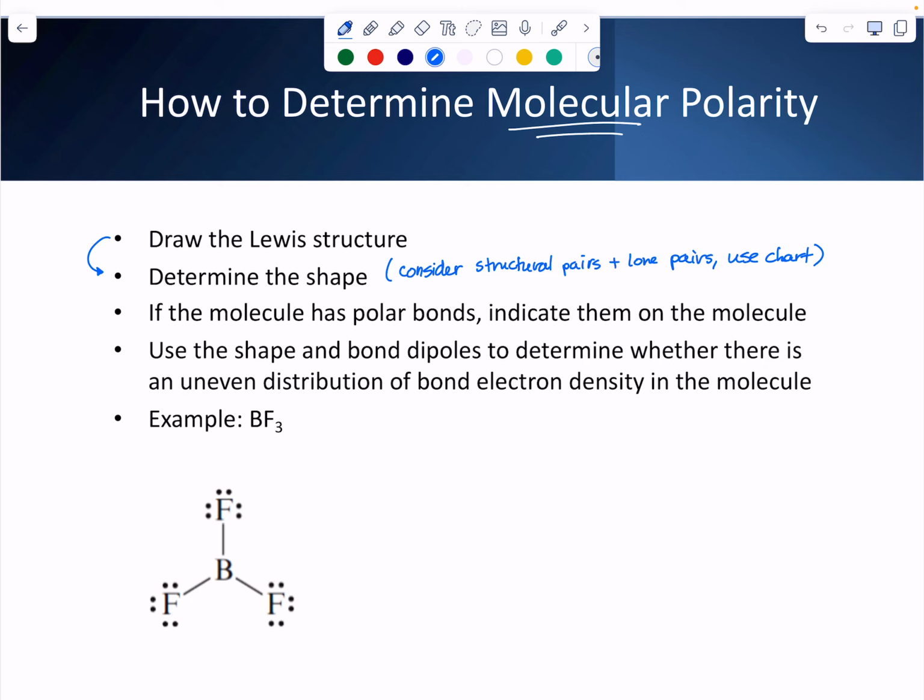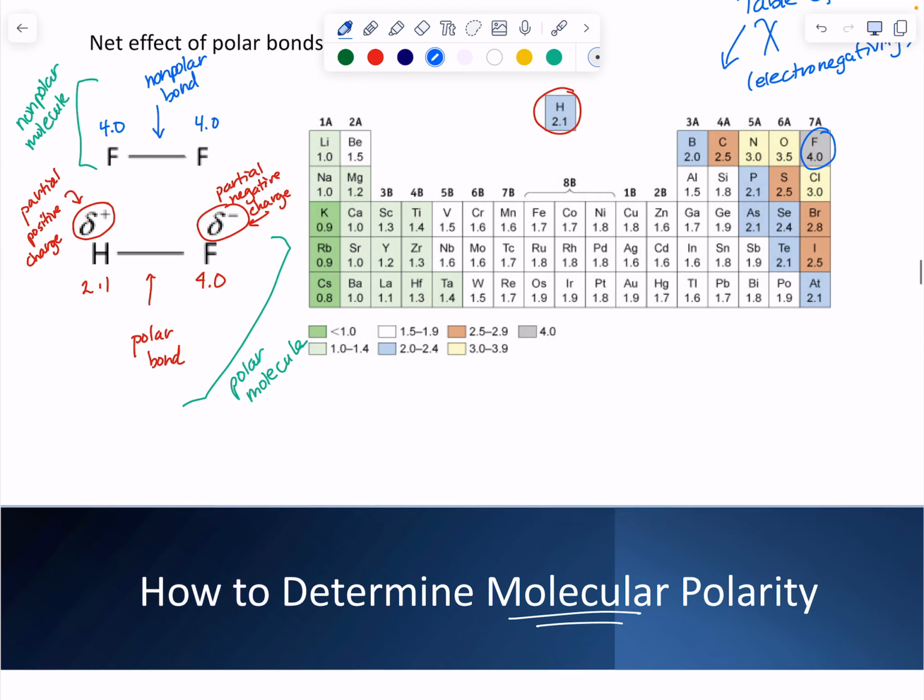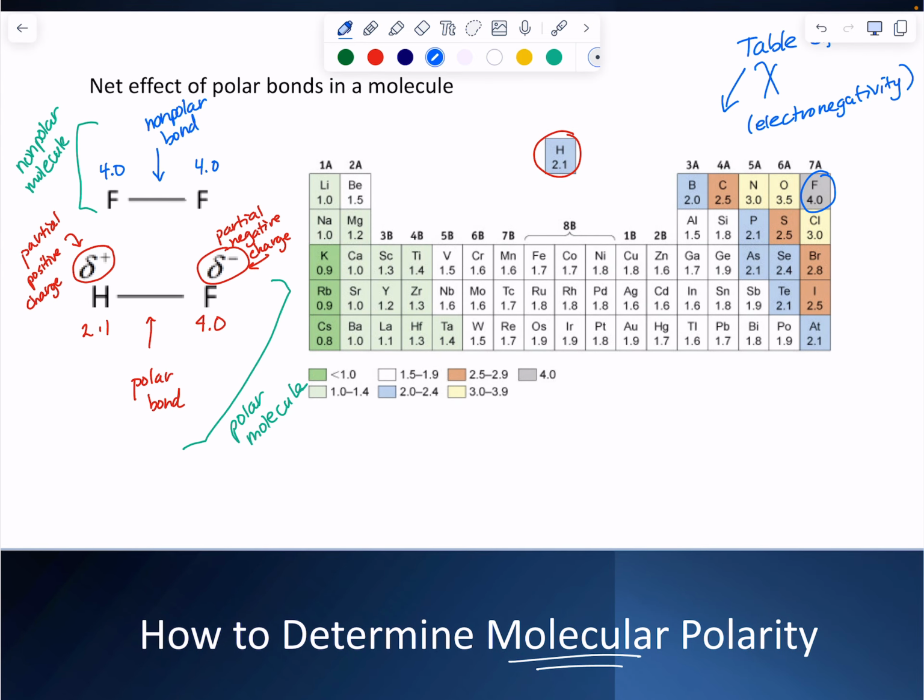And then you're going to use the shape of your molecule. First, you got to figure out if you have polar bonds. So if your bonds are all nonpolar, then your molecule is going to be nonpolar and you're good to go. But if you have a polar bond, then you have to draw in what we call bond dipoles. So let's go back to our previous example of the hydrogen and the fluorine, and we're going to draw the bond dipole here.